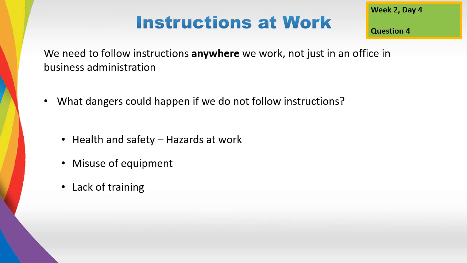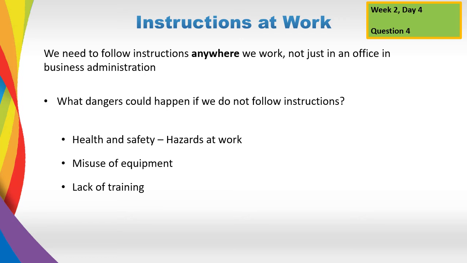So what dangers could happen if we are not following instructions? In terms of health and safety, there are going to be hazards in the workplace. If you're not following instructions, perhaps you've not put something away and it becomes a trip hazard for somebody else. If you're not using even your bin next to you, somebody could come along and trip over your rubbish.